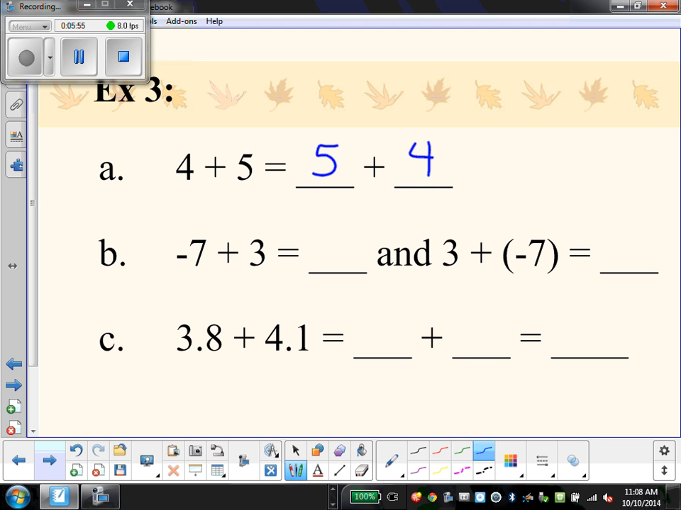Negative 7 plus 3 equals negative 4. If you think of your number line, you're at negative 7, go up 3. And 3 plus negative 7 also equals negative 4. The order changed, but they are equivalent. 3.8 plus 4.1 is the same as 4.1 plus 3.8. They both equal 7.9.